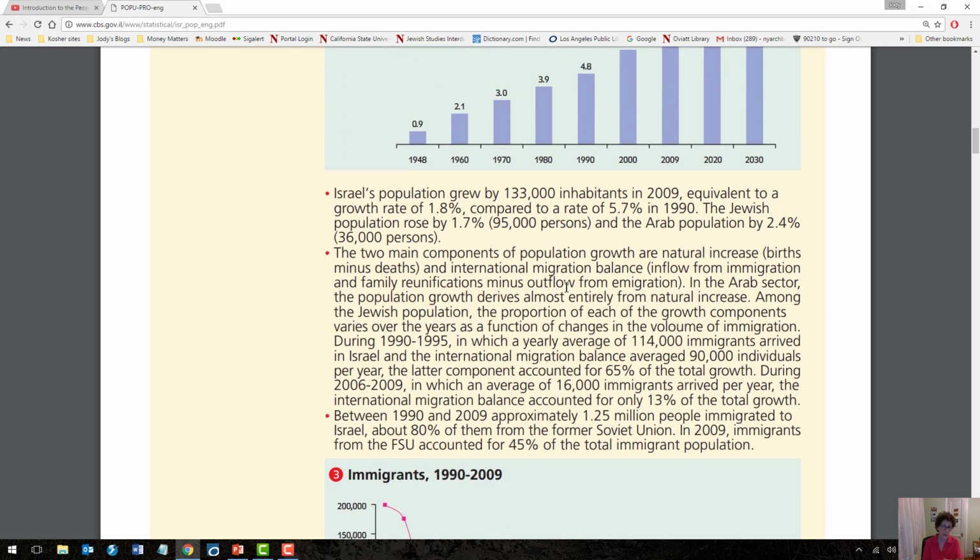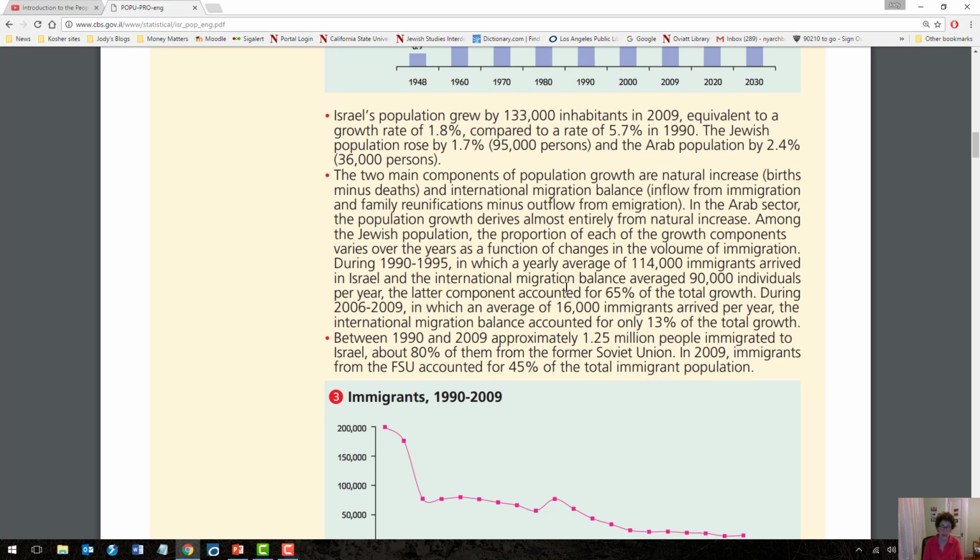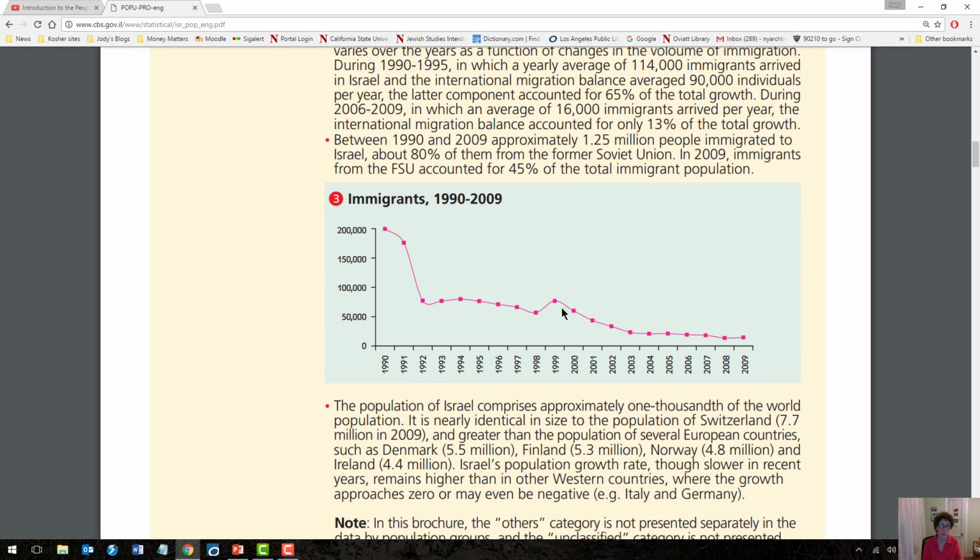And you can go back and read this text. It's not hard. It's easy to get. It's interesting.